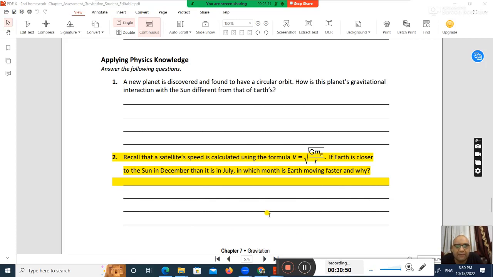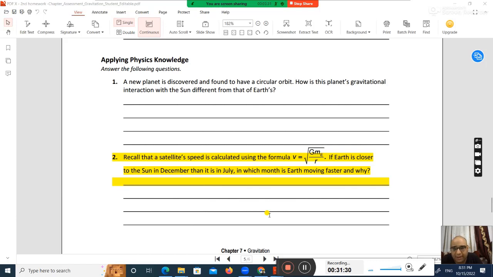Okay, a planet is discovered and found to have a circular orbit. How is this planet's gravitational interaction with the sun different from that of the Earth? The Earth moves in an elliptical orbit. Moving in an ellipse makes the gravitational force differ from one location to another according to the different distance from the sun. For a circular orbit, this planet is going to move in a circular orbit, so it's going to have the same distance, the same radius, each moment.